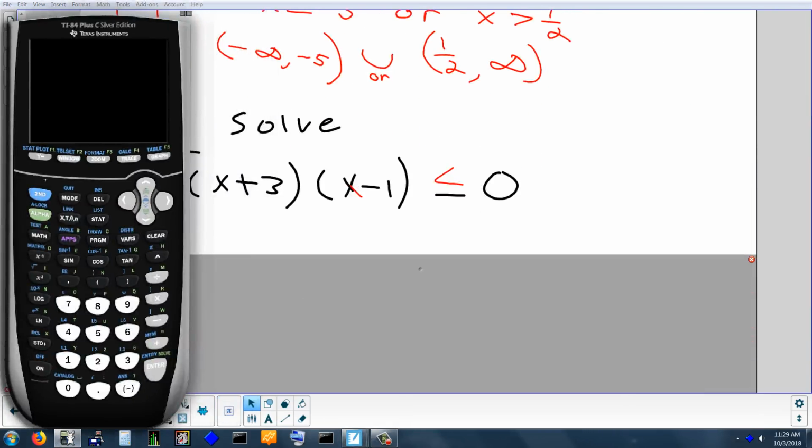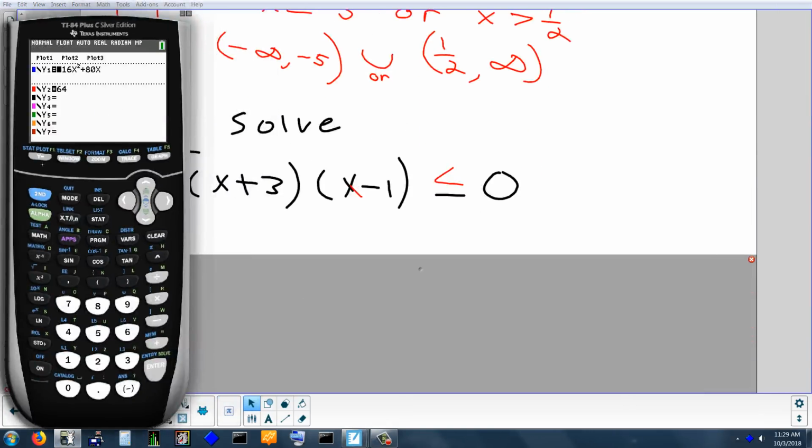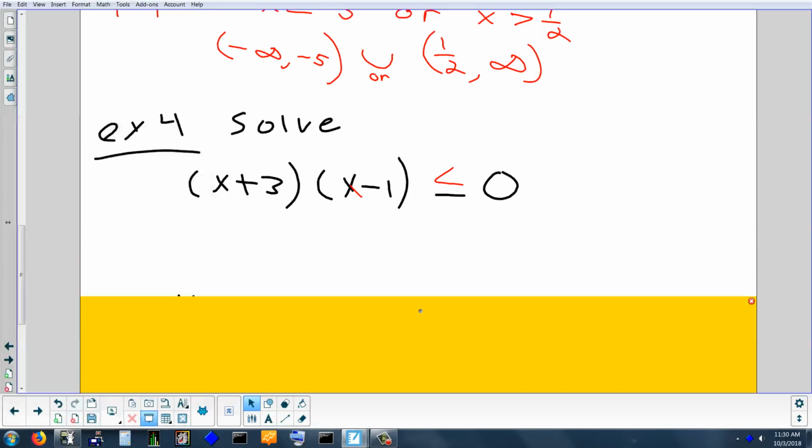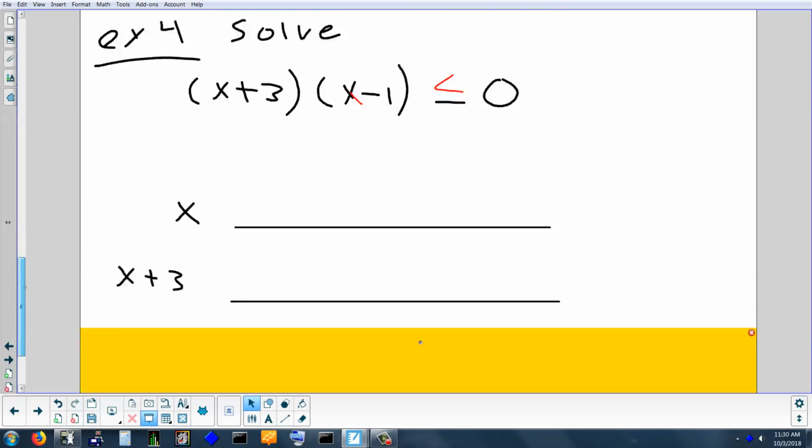Let me just kind of cheat and graph that real quick and make sure I gave you a problem that's doable, because anytime I change something, I don't want it to end up being a problem that's impossible. So x plus 3, x minus 1. Let's hit graph, and I'm just hoping that it goes negative somewhere, right around here. So that's fine. This will work. All right, so let's make our number lines.